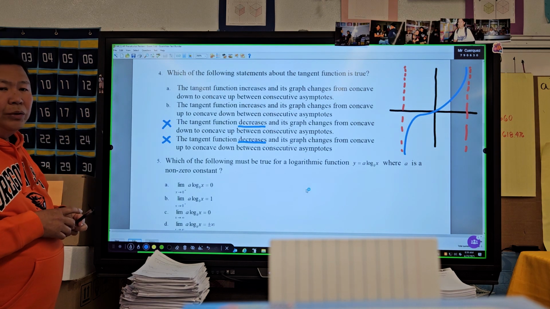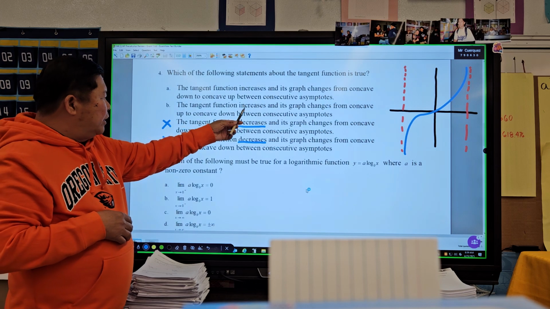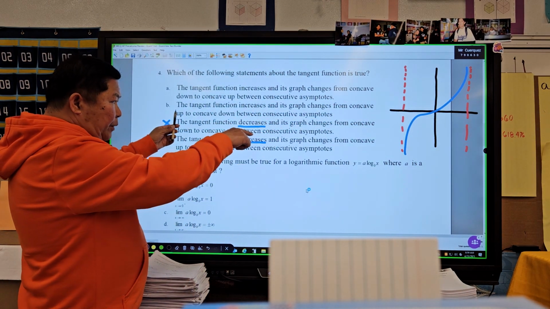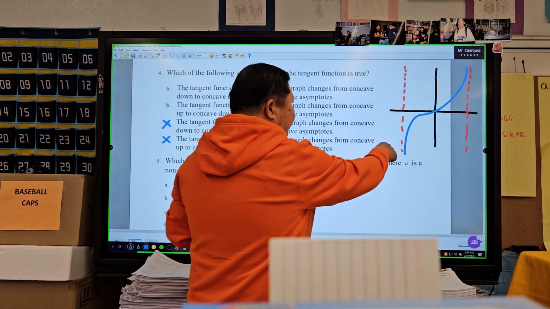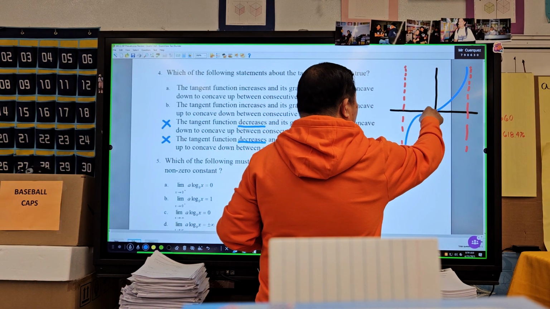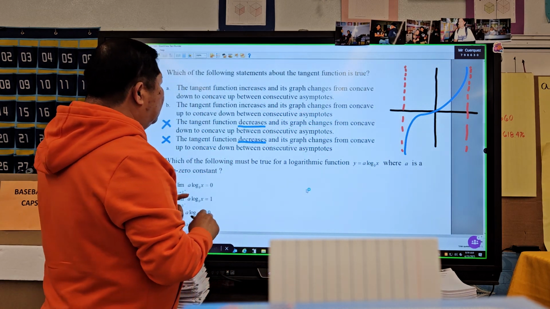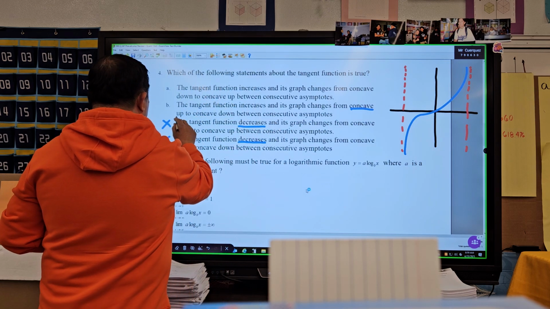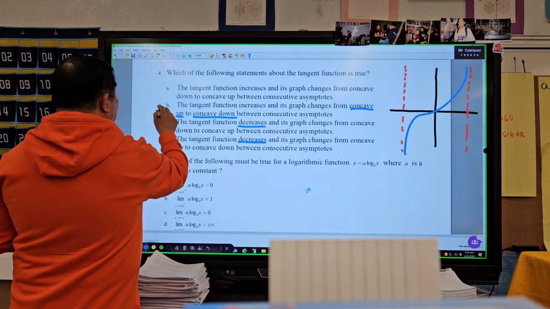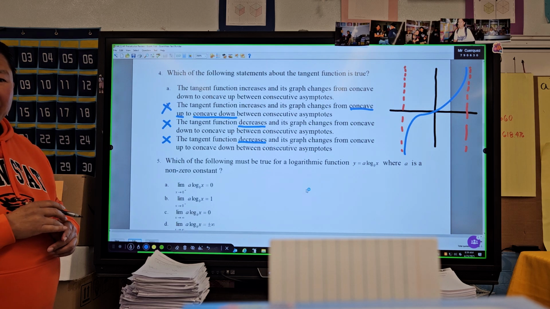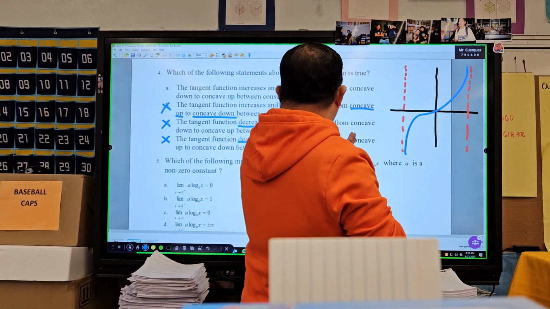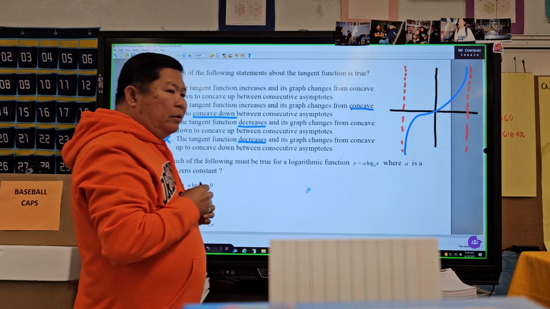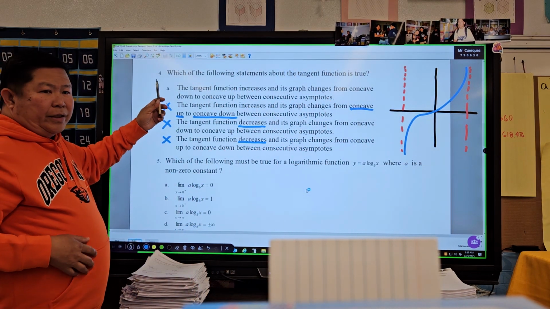And let's go to letter B. The tangent function increases and its graph changes from concave up to concave down. What is the behavior of the concavity? It goes from concave down to concave up. So this one says it changes from concave up to concave down, but it's not, right? Because this is concave down and then concave up.